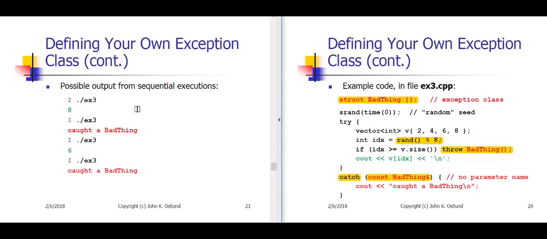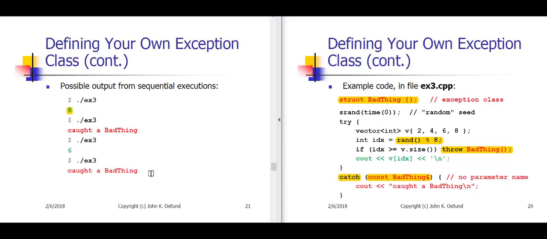All right, so here we're executing ex3, and apparently this first time we're getting an index of 3, which is within range, so we get told that the value of ex sub 3 is 8. We execute ex3 again. This time we get a bogus index, and we throw a bad thing object. We catch it, and we display that we caught a bad thing. We run it again, and we get a valid index. We run it a fourth time, and we get another bogus index and display that we caught a bad thing.